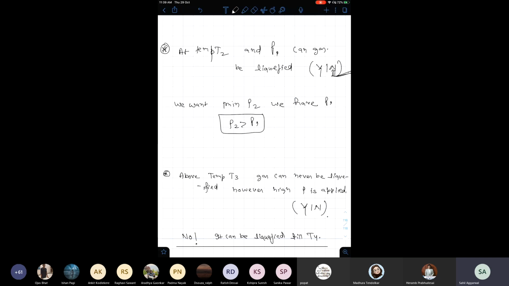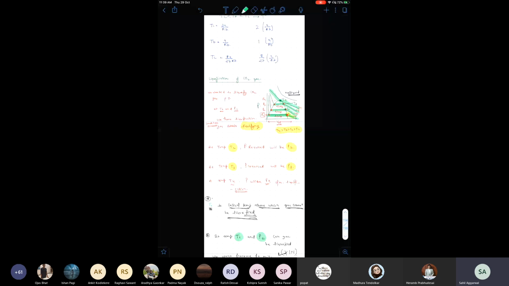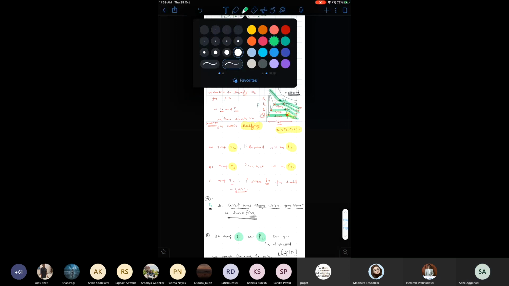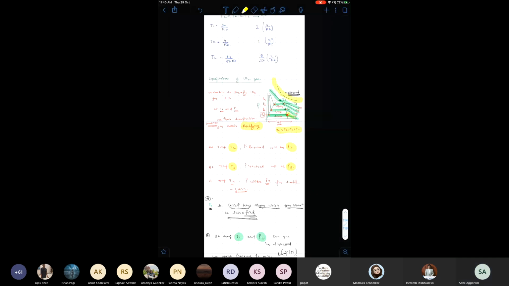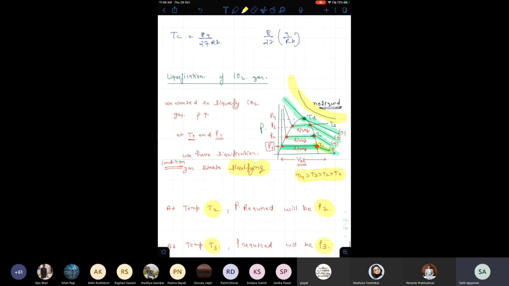ठीक है, यही वो कर्व है. This is the curve that we have read for Boyle's law. If you remember, अगर आपको याद हो तो यही हमारा Boyle's law का कर्व है. Rectangular hyperbola. Yes or no?